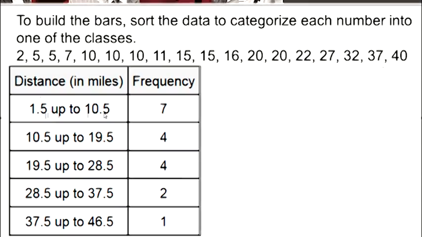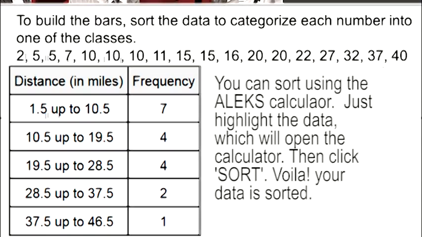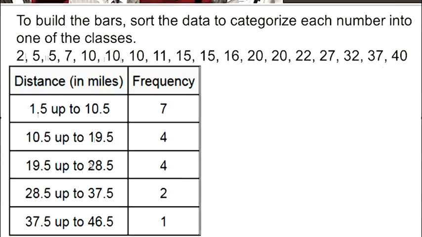So the first class is from 1.5 up to 10.5. So we just count 1, 2, 3, 4, 5, 6, 7, cut off before the 11. So there are 7 items in the first class. From 10.5 up to 19, we have 1, 2, 3, 4, from 11 to 16. From 19.5 to 28.5, we have 1, 2, 3, 4. From 28.5 to 37, we have the 32 and 37. And then finally, in that last class, we have only the last number, the 40, so there's just 1.